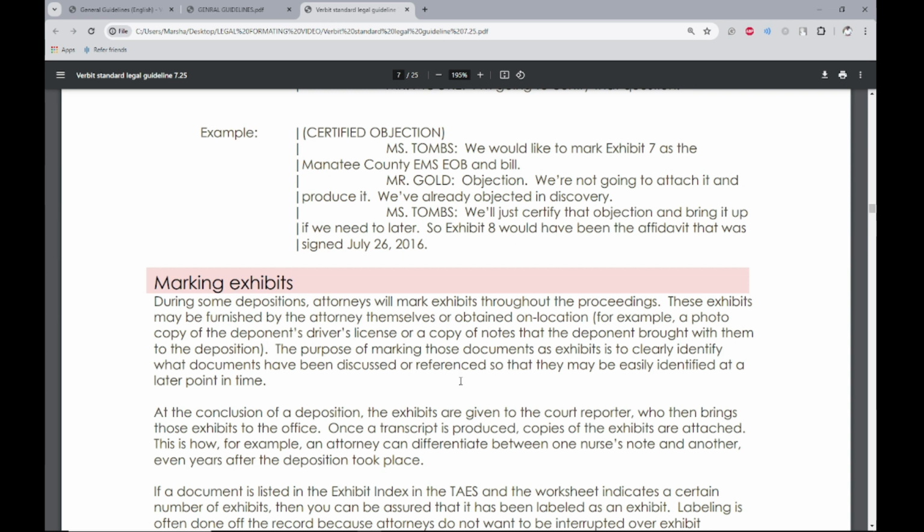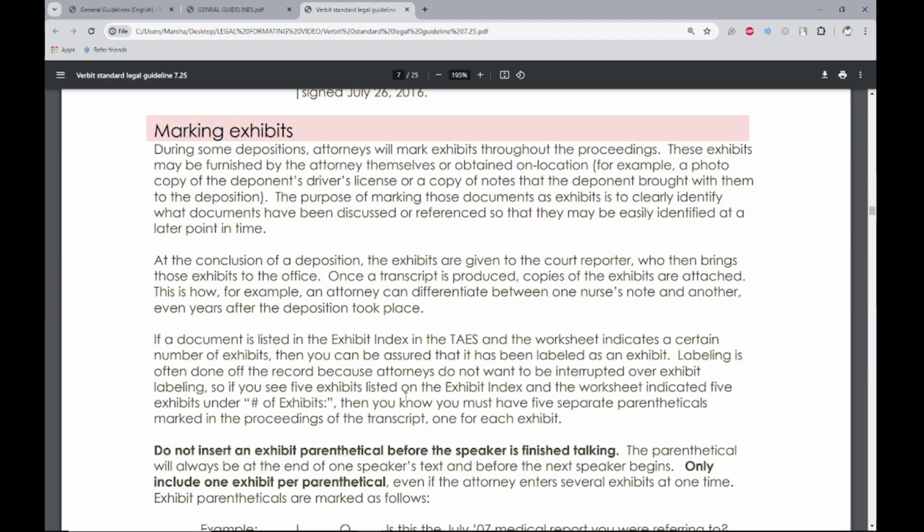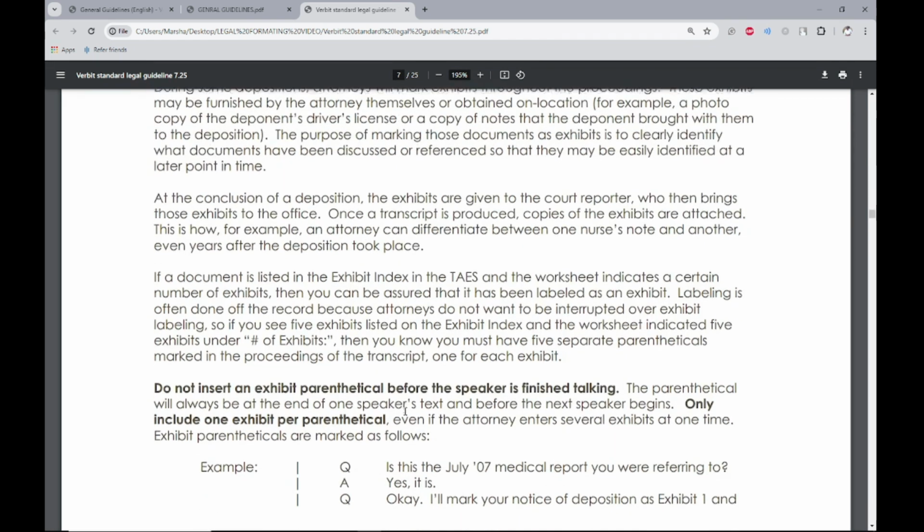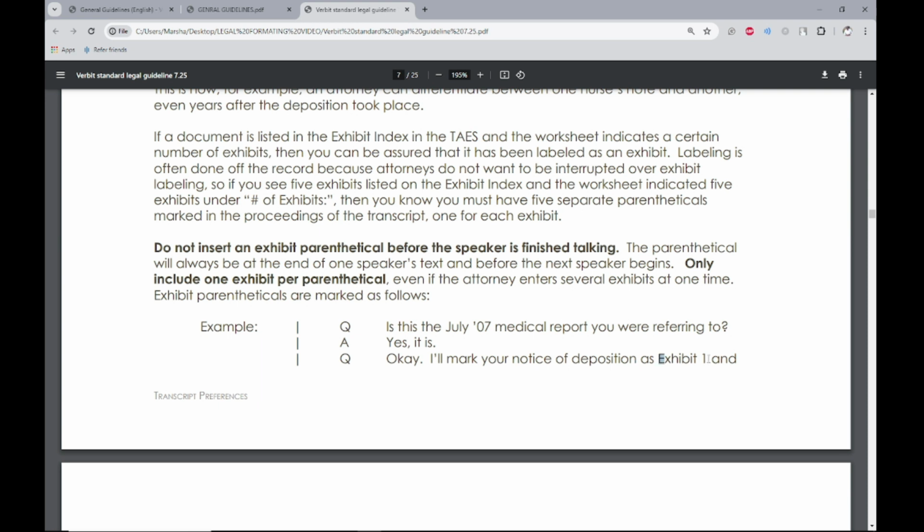So we are going to go on to marking the exhibit. How are you supposed to mark the exhibit? This one should be capitalized. You're supposed to write Exhibit with a capital E, and the number as a digit, so if it's a 1, you put the digit 1. For example, you can see it's Exhibit 1. Whenever you have exhibit, you have to capitalize that E, and you put the number in digits. If it's a 1, a 2, a 3, a 10, a 14, you put that.